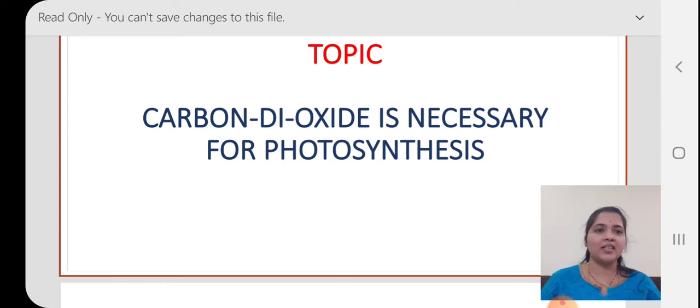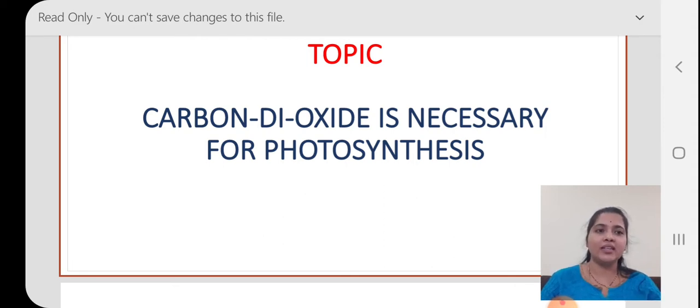Today, our topic is carbon dioxide is necessary for photosynthesis. So, it took 300 years to find out what are the simple inorganic compounds that are required for the process of photosynthesis. Photosynthesis is nothing but preparation of food by themselves. Plants do that. It is autotrophic nutrition, which means self nutrition. Auto is self, trophic is nutrition.